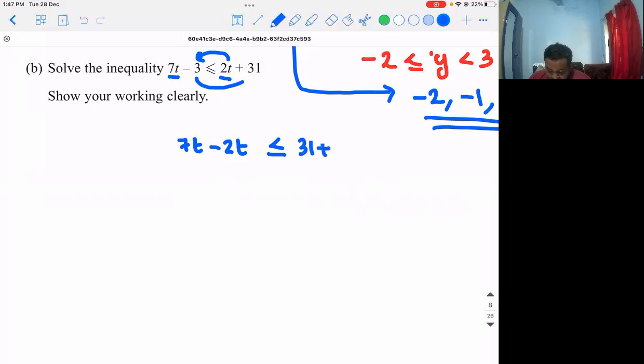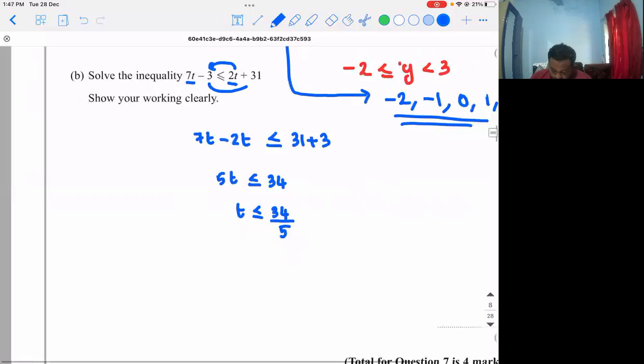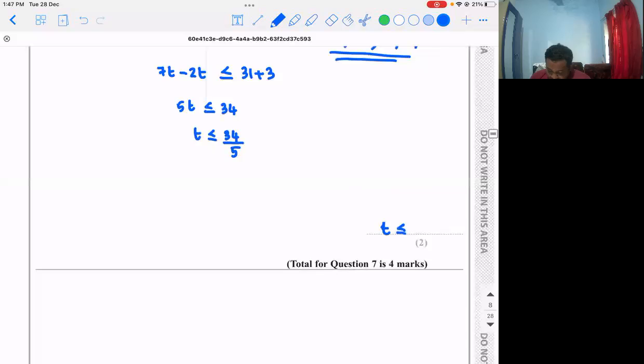So 7 plus 3 is 10, and -t minus 2t is what? That is -3t. So -3t less than or equal to 10. Therefore, t is gonna be what? T less than or equal to 34 over 5. So what is the answer? T less than or equal to 34 over 5. Simple. It's over.